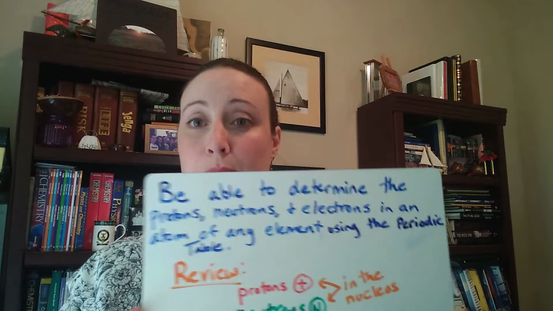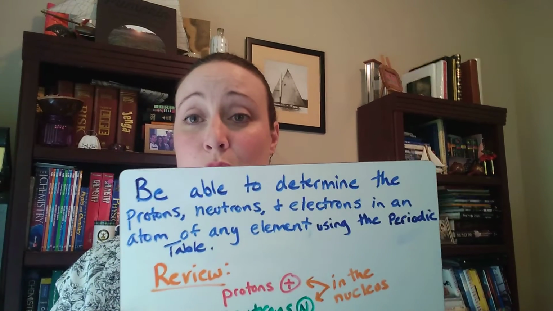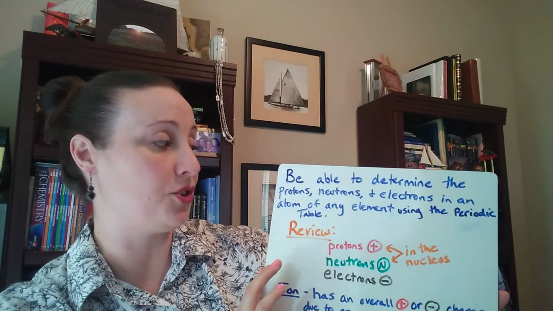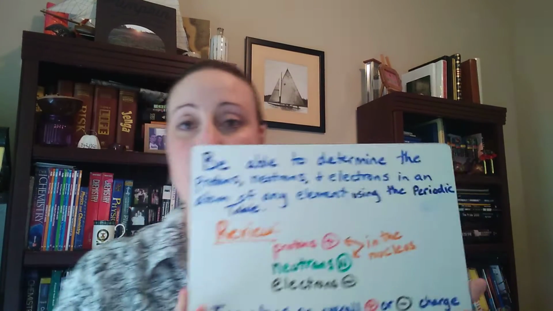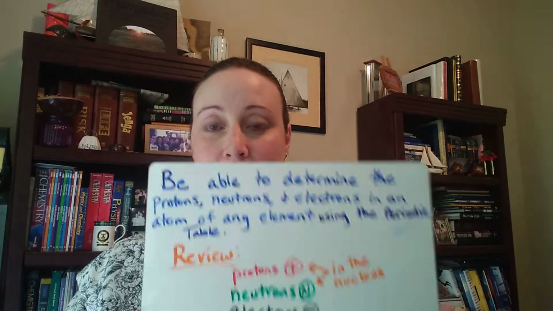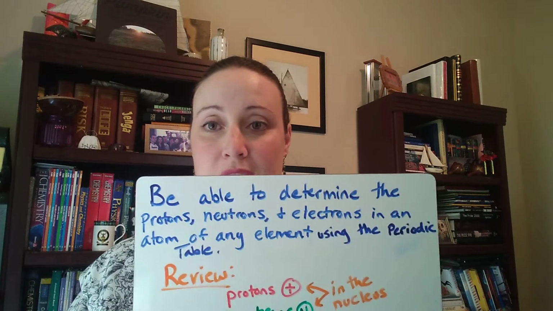Today you guys are going to need your periodic table, and you may or may not want a calculator. We're going to do some adding and subtracting today. So if you could make sure you get those things, and then you'll need just something to write with and your notebook. Okay. All right, so today's lesson, we're going to be using our periodic table, and we would like you to be able to determine the protons, neutrons, and electrons in an atom of any element by using that periodic table. And by the end of the lesson, hopefully you can be able to do that.